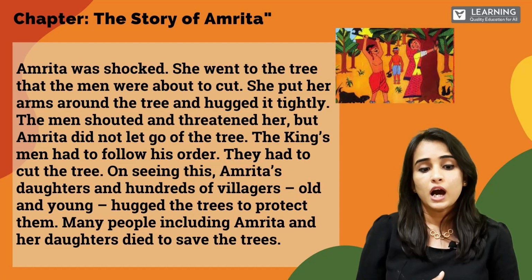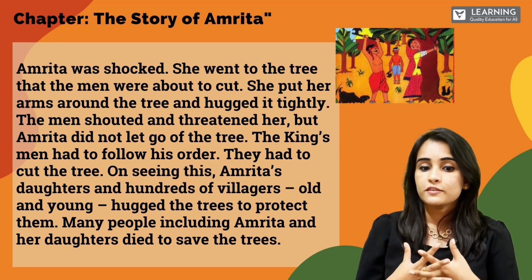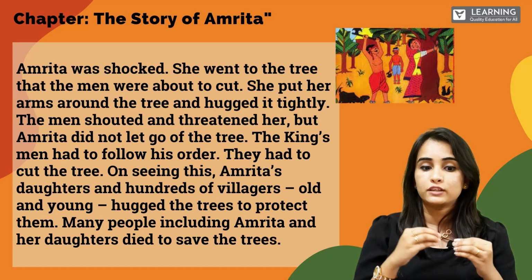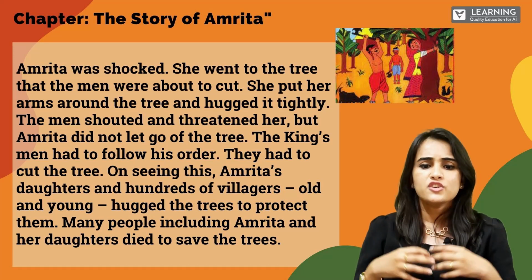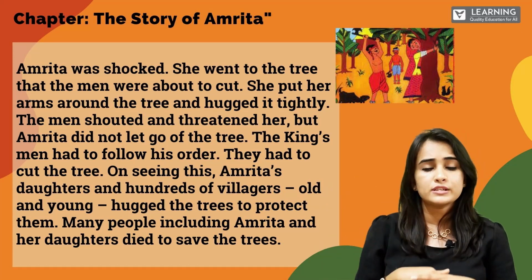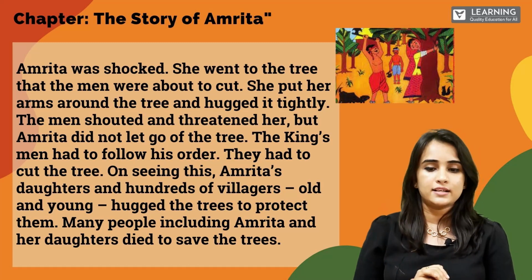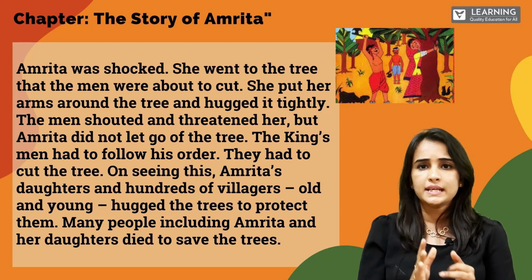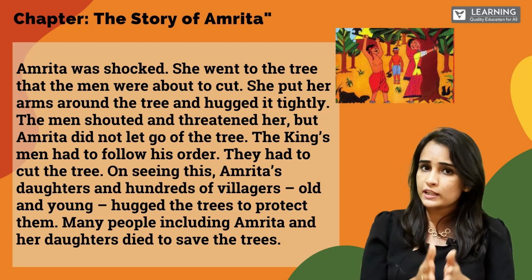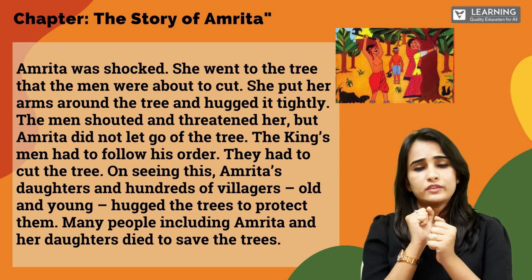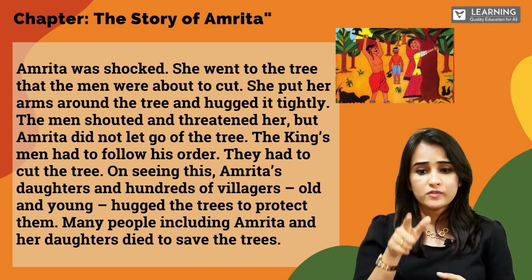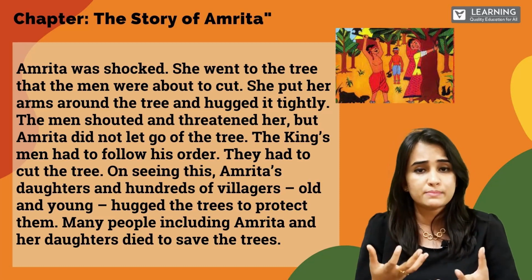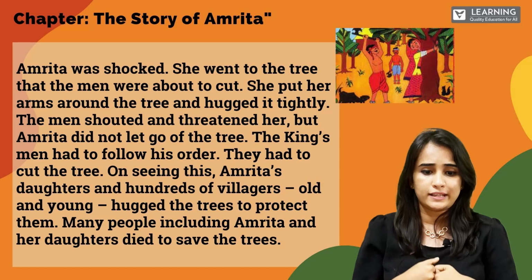Let's read. Amrita was shocked. She went to the tree that the men were about to cut. She put her arms around the tree and hugged it tightly. So when she knew that that particular tree was going to be cut, she went very close to the tree and gave it a very tight hug. If you see the picture, it shows how desperately she's holding on to that tree.